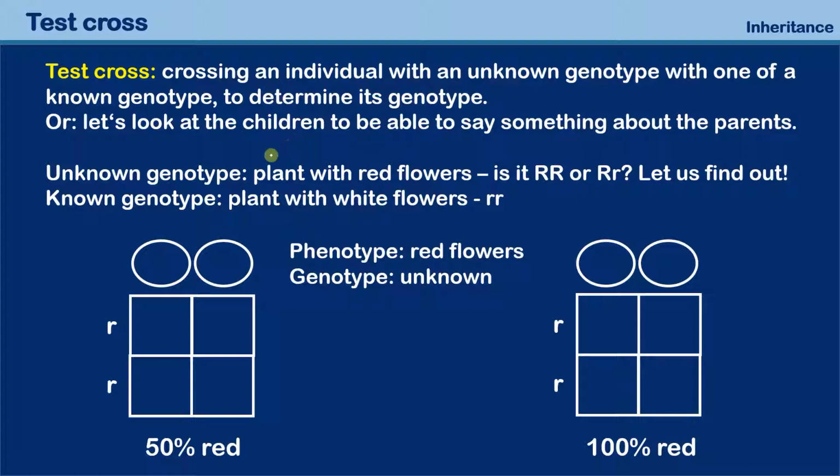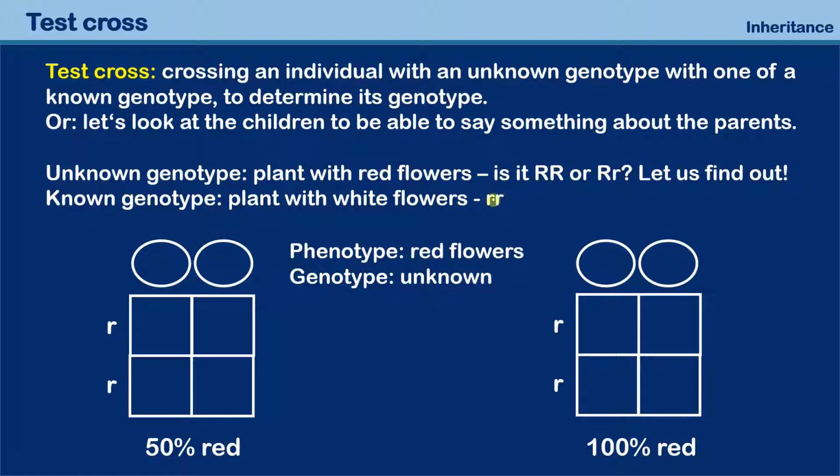You're crossing an individual with an unknown genotype. This would be a plant with red flowers. You don't know it. Is it homozygous or heterozygous? Both of them are red. And let's try to find that out. How can you find it out? Well, you have to cross it with a known genotype, and a plant with white flowers has a known genotype.